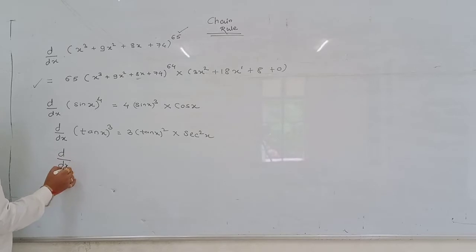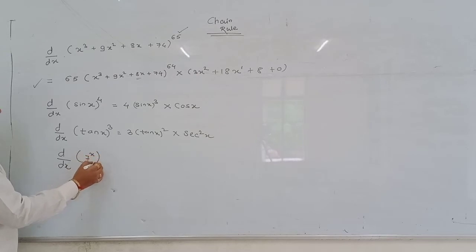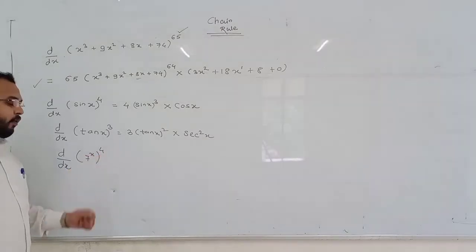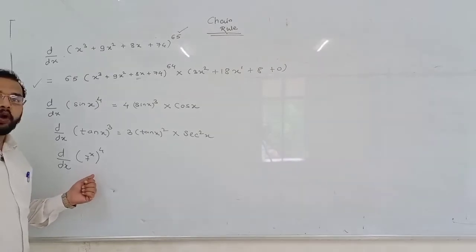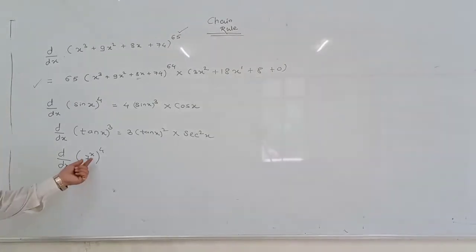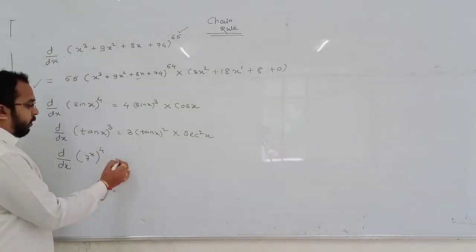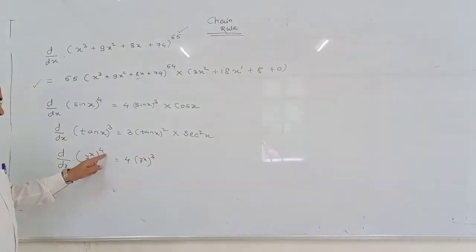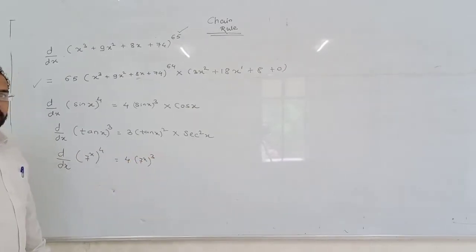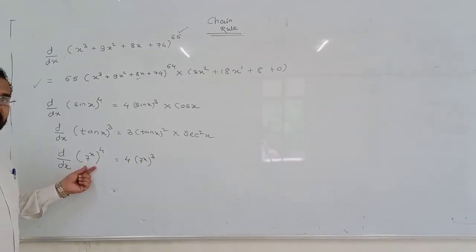d by dx of 7 to the power x to the power 4. So first of all, we are seeing a power 4. Power 4 is there, but inside the bracket, whatever is given is not x. That is an exponential function, 7 to the power x. So first apply the power rule. So as per the power rule, we will get 4 (7 to the power x) to the power 3. Take the power in the numerator and reduce the power by 1. But whatever is given inside the bracket is not x, so differentiate it again.